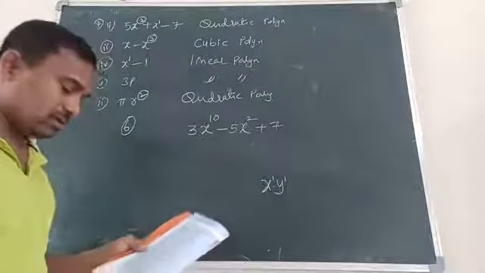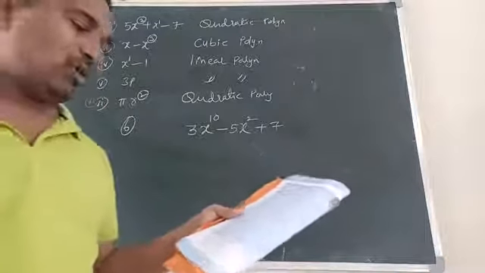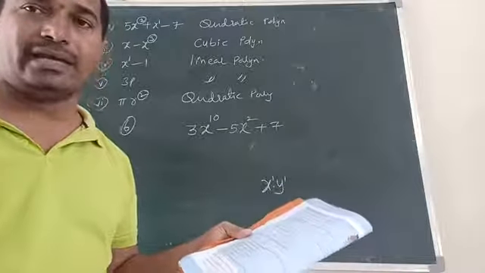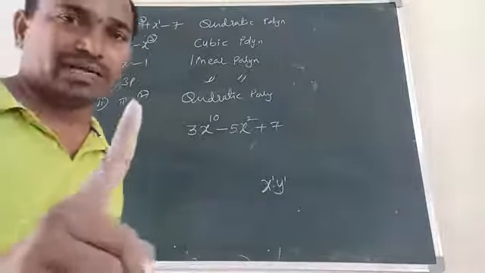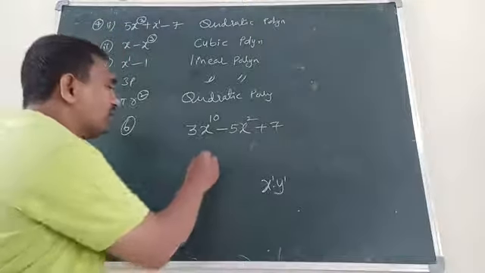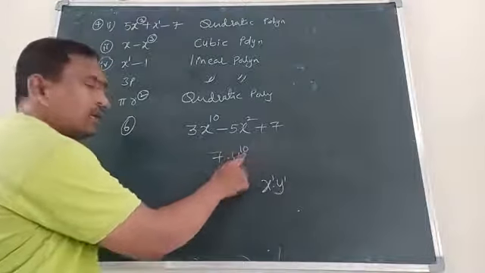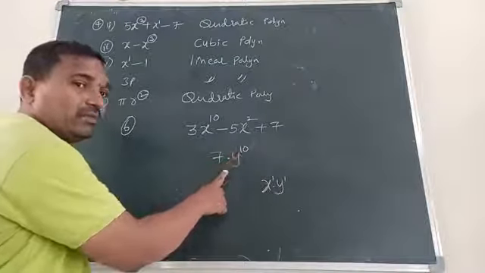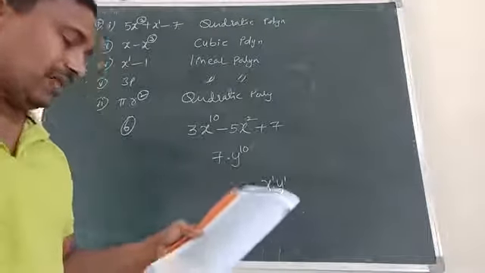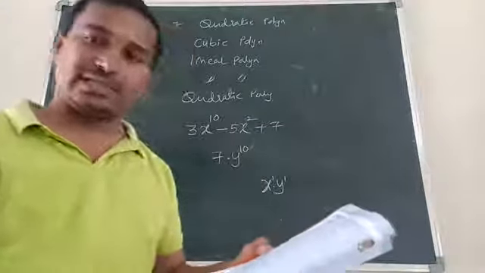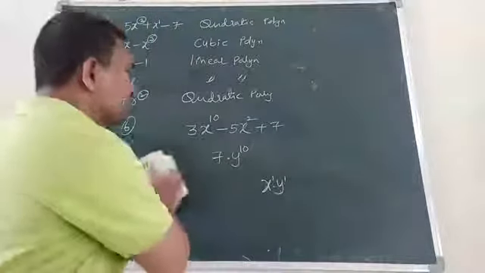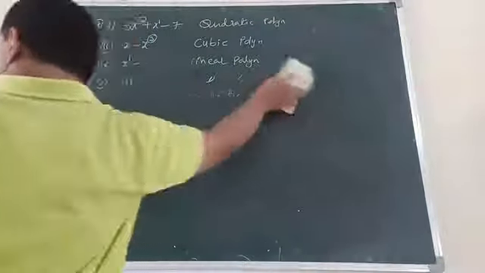Now you have to do the monomial. Write a monomial of degree 10. Monomial means only one term. So you take only one term, 7 into y power 10. Degree 10. How many terms? One term. Monomial. So we completed exercise 2.1. In the next exercise, let us discuss zeros of the polynomial.